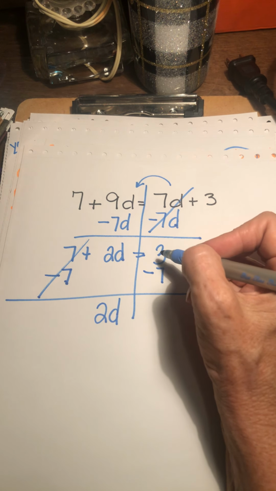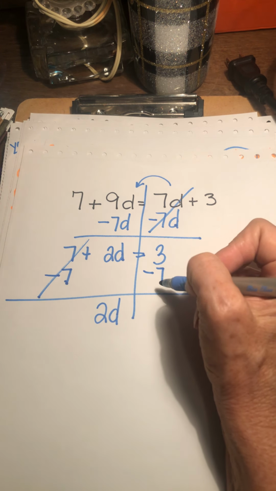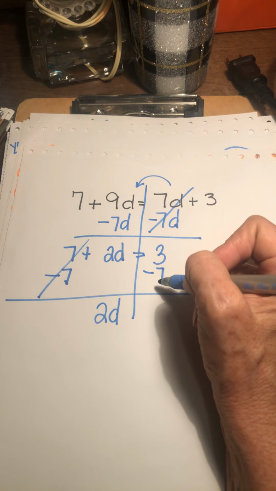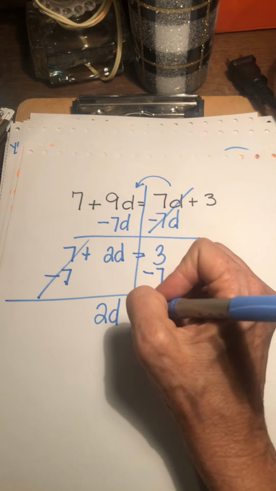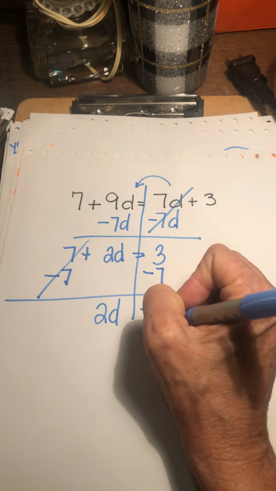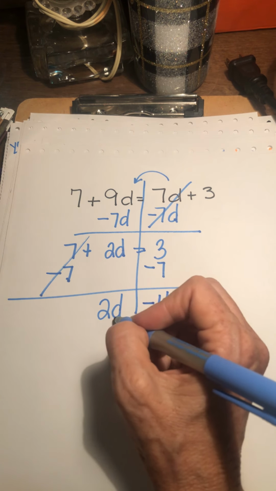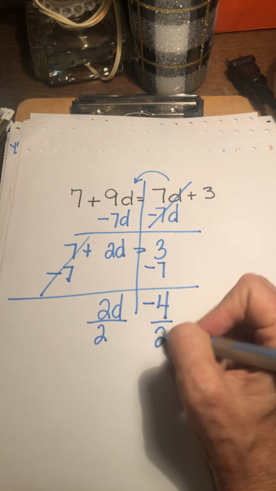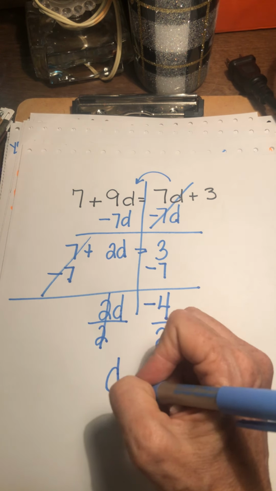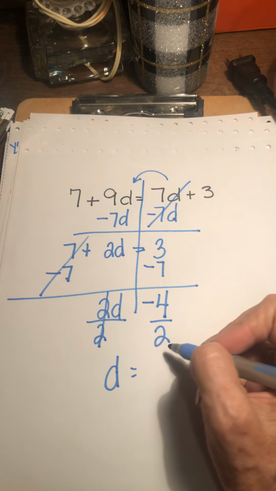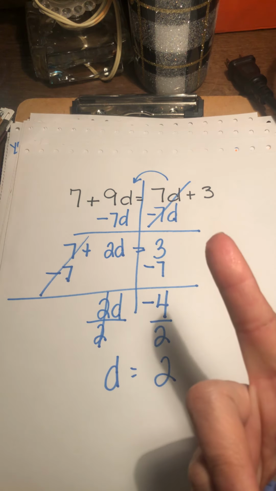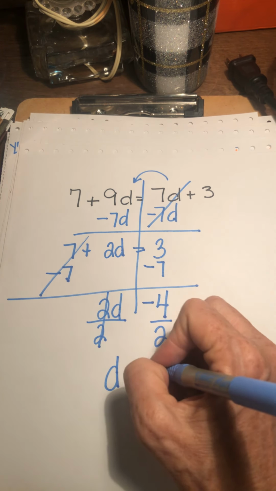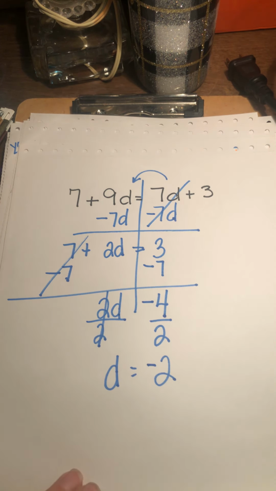Okay, I have $3 in my pocket, and I owe you 7. Do I have enough to pay you? No. How much am I short? 4. Now, I only want 1D, so I need to divide by 2, divide by 2. Goes away. How many times will 2 go into 4? Twice. A negative when you're multiplying or dividing means it's negative.